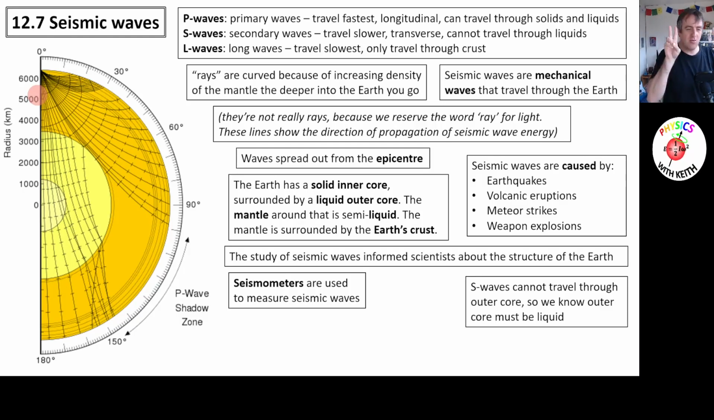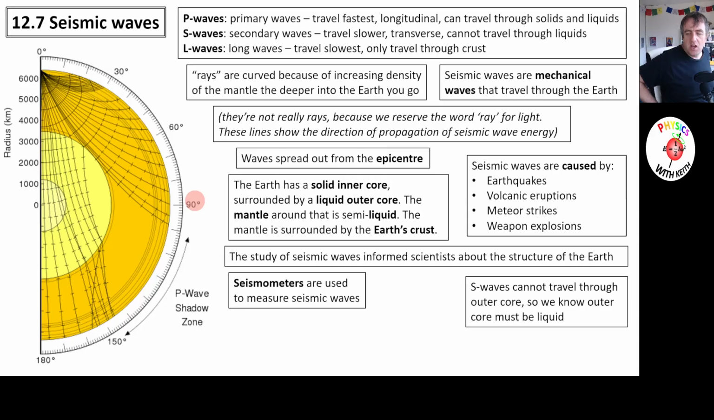So this is an acoustic ray travelling from the epicenter. And that's these lines that radiate from the 0 degrees. And of course they are crossed by these wave fronts that you can see here. Now, what you'll notice is that they are curved.